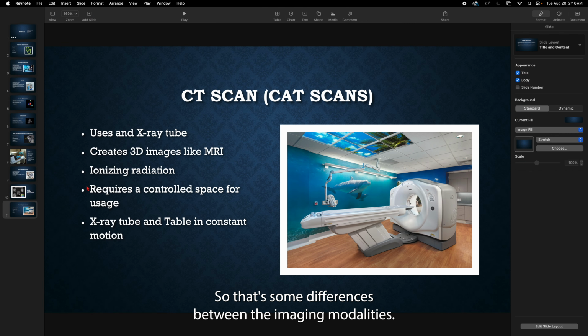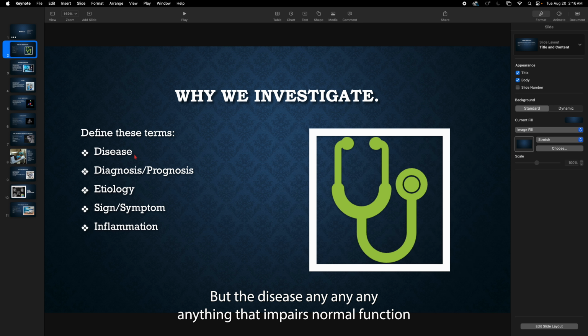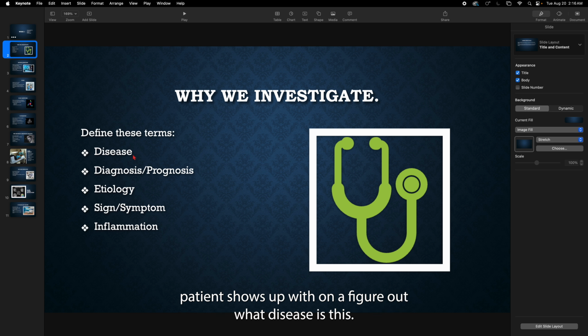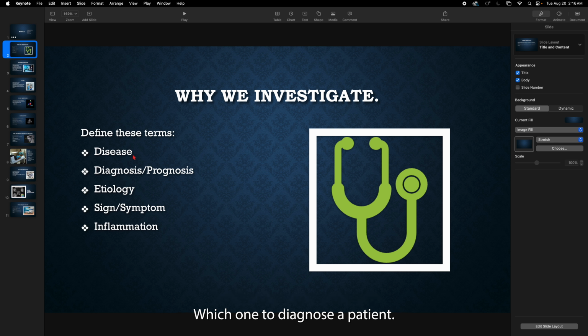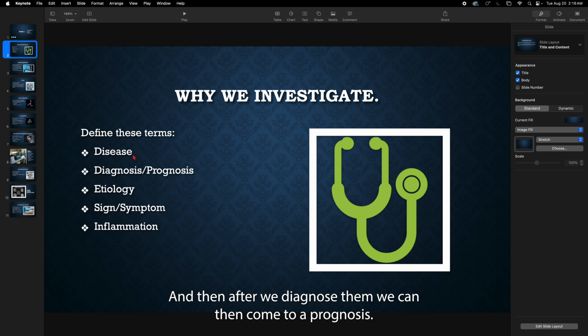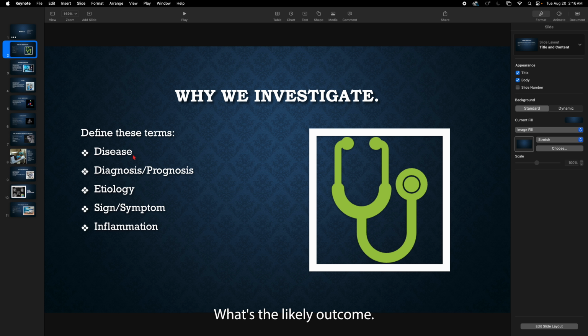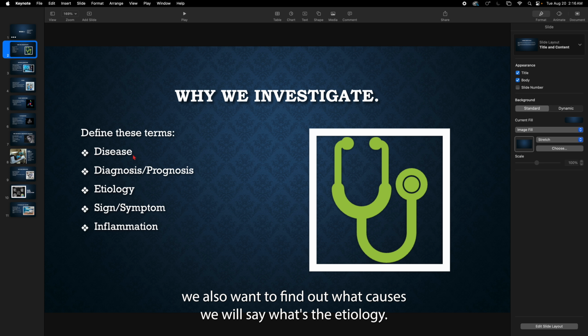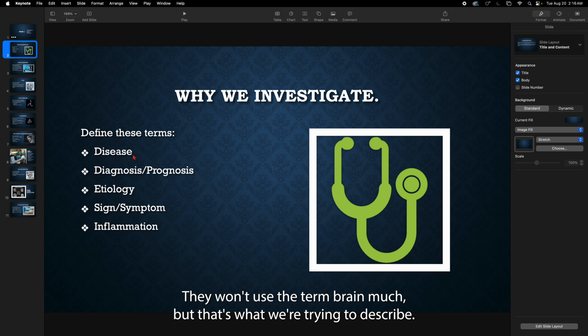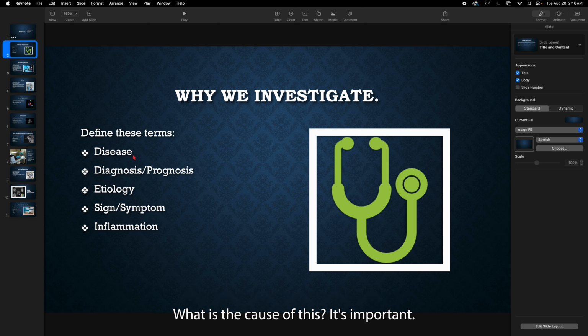So that's some differences between the imaging modalities. A quick reminder, a quick review. What's a disease? Anything that impairs normal function. Patient shows up, we want to figure out what disease this is. We're trying to diagnose a patient. And then after we've diagnosed them, we can then come to a prognosis. What's the likely outcome? We also want to find out what caused this. We will say what's the etiology. They won't use that term very much, but that's what we're trying to describe. What is the cause of this?